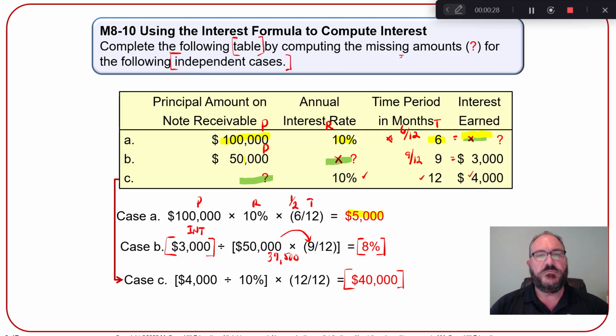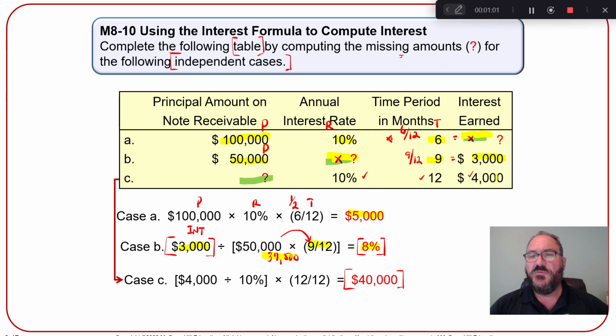The next one's a little bit more challenging. They tell you, well, the interest is $3,000. They tell you how much money it was, and then they tell you how long it was. And they want to know, well, what was the interest rate? That's what they want to solve for. So you see, this 9/12 right here, that's 9 out of 12 months. So when you take $50,000 multiply by 9/12, you get 37,500. 3,000 divided by 37,500 gives you 8%.